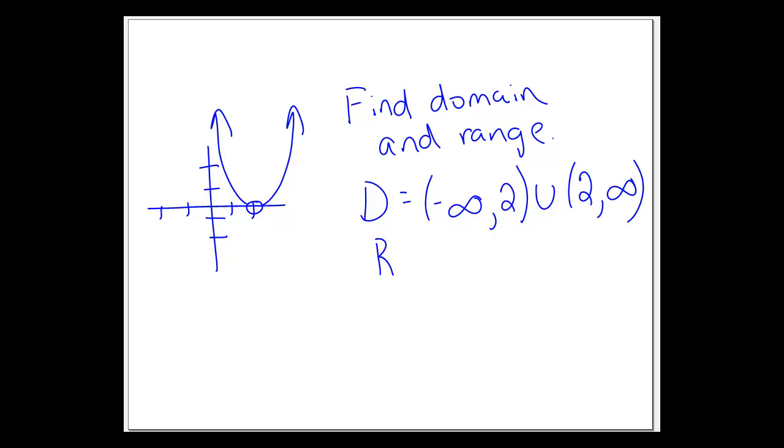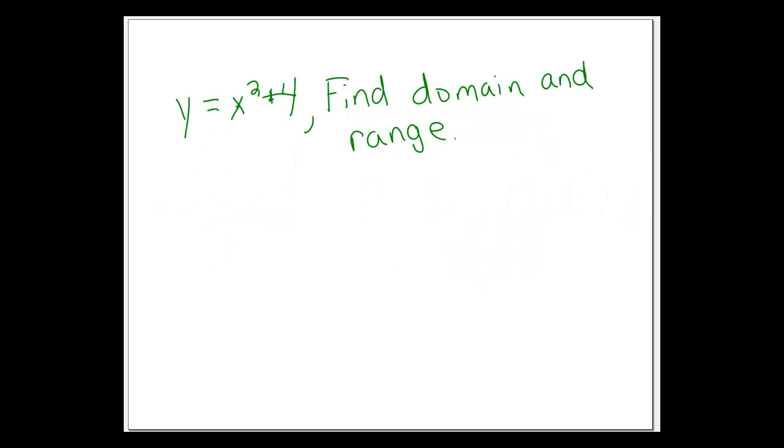Now let's move on to the range. For range, again, we look from bottom to top. So we do start the graph at 0, but notice that open circle again indicates that we're not actually going to include 0. So we begin at 0, but we will use a parentheses, and we eventually go up to infinity. All right, so our final example differs from the previous ones in that it does not have a graph.